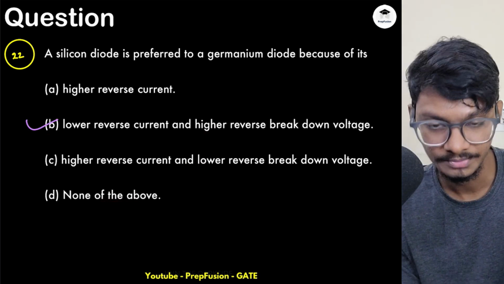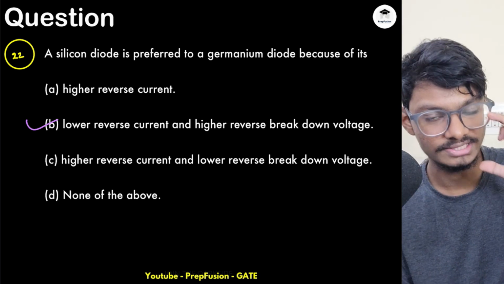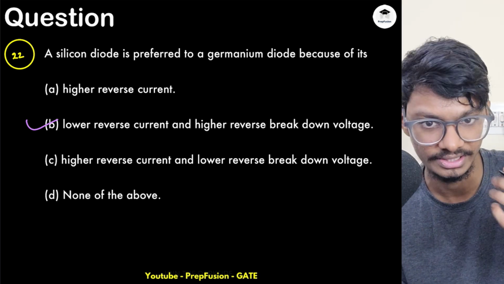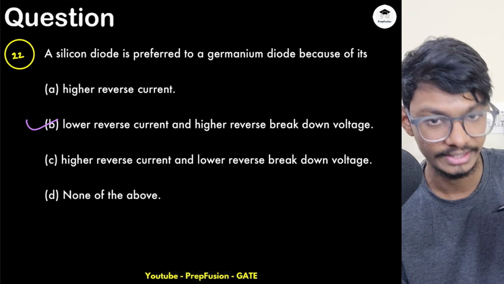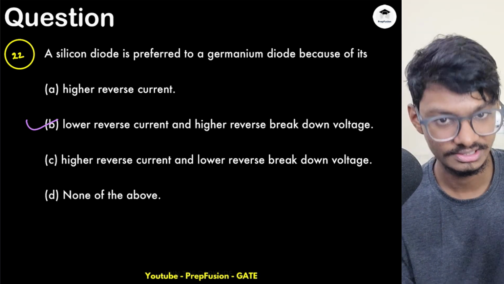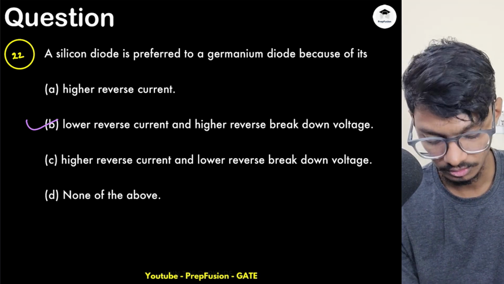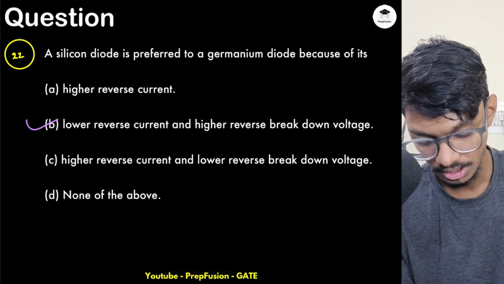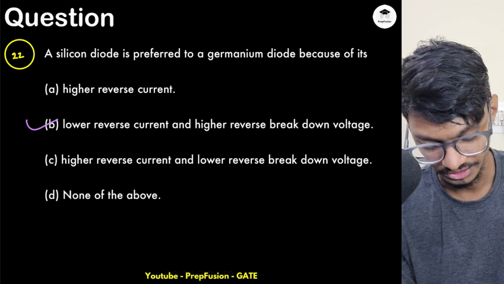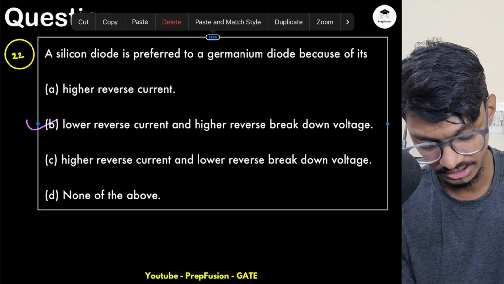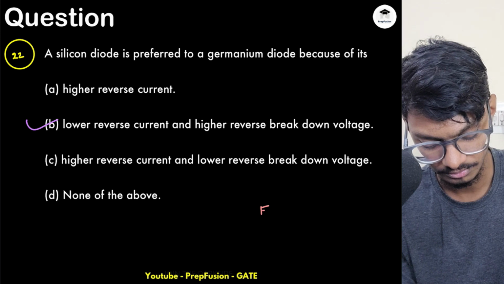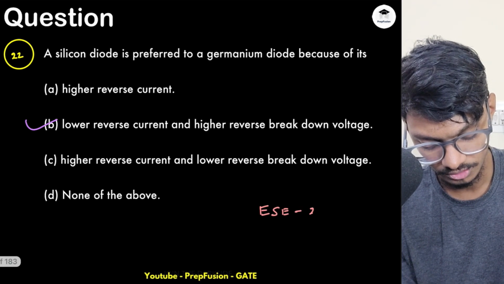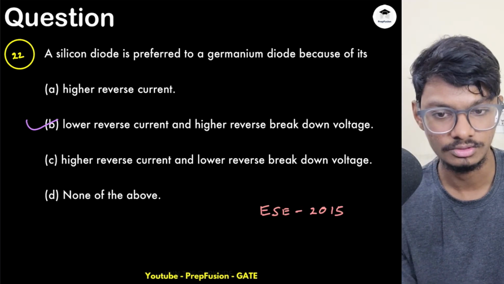Silicon is preferred because the energy band gap is more. During reverse bias, for an electron to go from valence band to conduction band, a lot of energy is required, so the reverse current will be lower. And obviously it can block higher voltages. As the band gap is more, it can block higher reverse breakdown voltages. This question came in ESE; these theoretical questions mainly come in ESE, right? I think this is an ESE 2015 question.